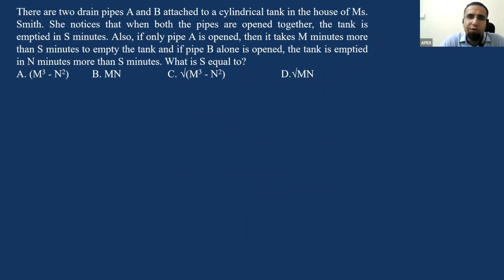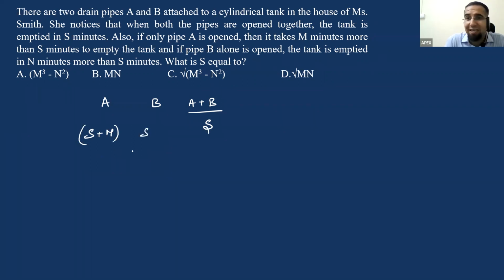This question says there are two drain pipes A and B attached to a cylindrical tank in the house of Miss Smith. She notices that when both the taps are opened together, the tank is emptied in S minutes. If only A is opened, it takes M minutes more than S minutes to empty. And if only B is opened, it takes N minutes more than S minutes to empty.